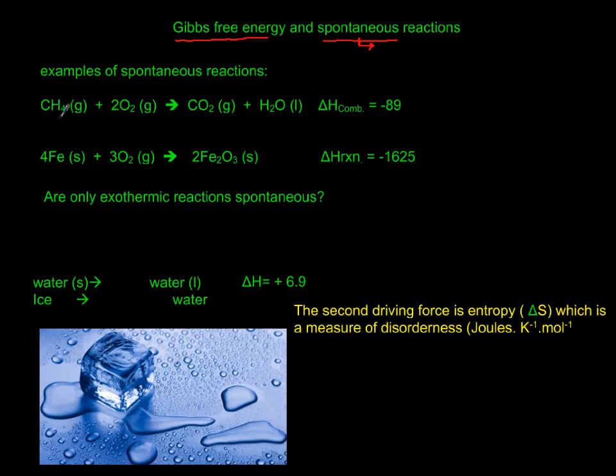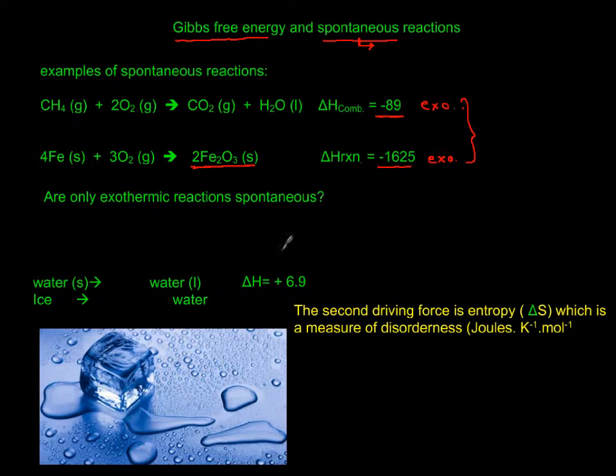The first one is combustion, the act of burning. Once you initiate it, it goes to completion. And when we measure delta H, we see it's exothermic and its value is negative. Another one is rusting. We don't like rusting, but iron in presence of oxygen and humidity rusts. And this is also an exothermic reaction. So now the question is, are only exothermic reactions spontaneous?